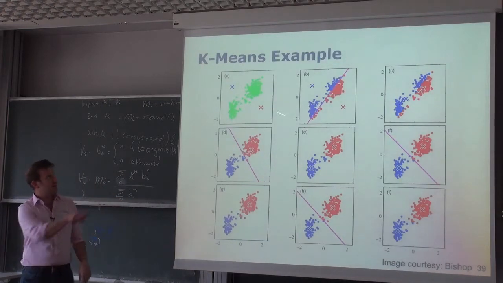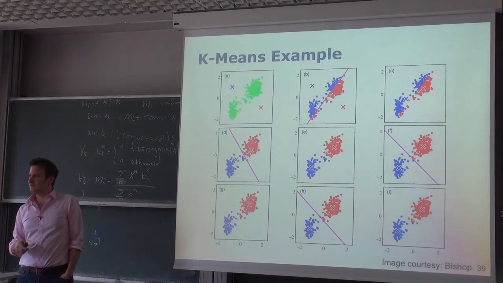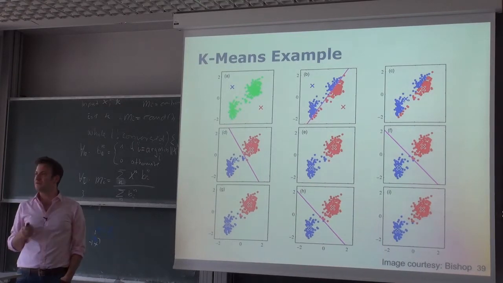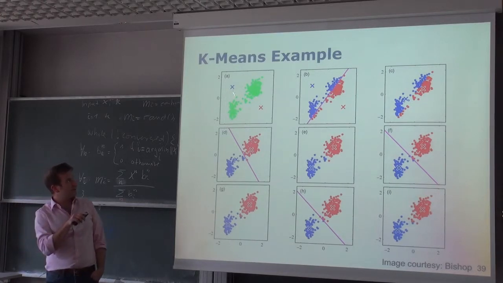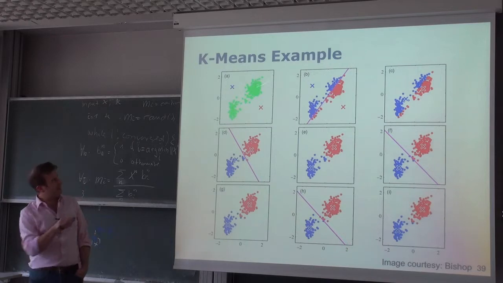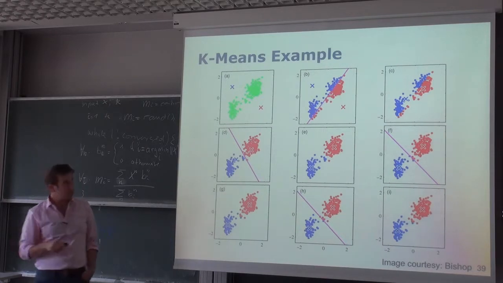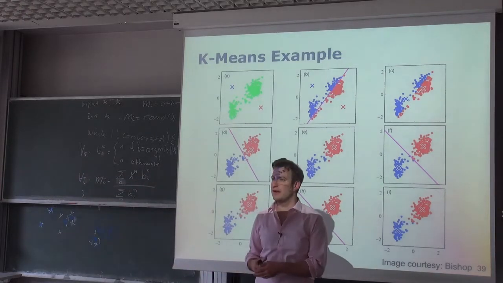We start here. We have these green data points. This is my collection of data points. And I now say k equals 2. I want to find the two clusters of data points. So we have the blue one and the red one. In the beginning, they are randomly initialized, one here, one there. And the data points are colored all in green because they haven't been assigned to any of those centroids.